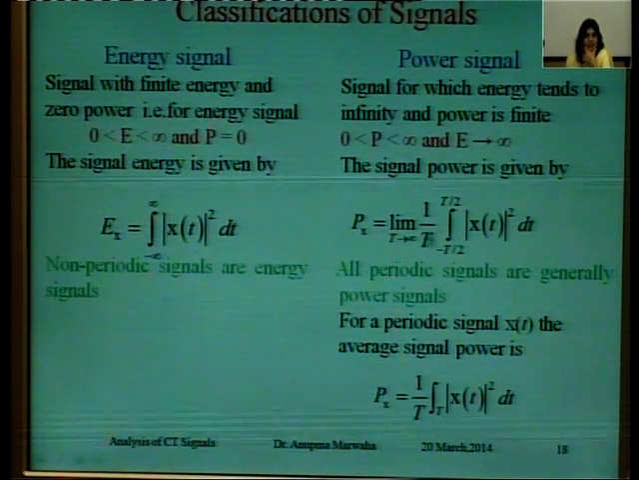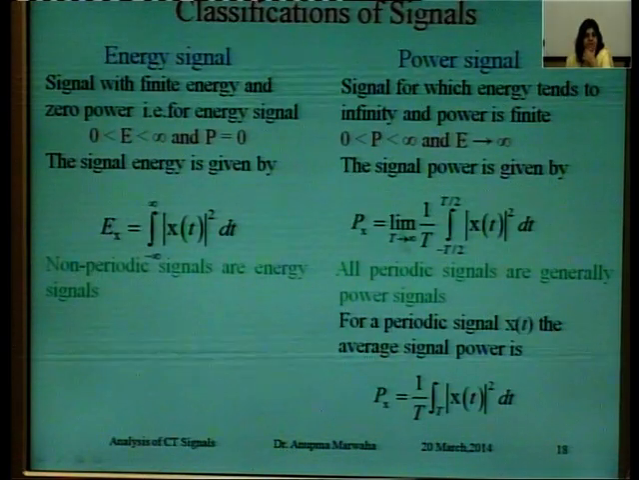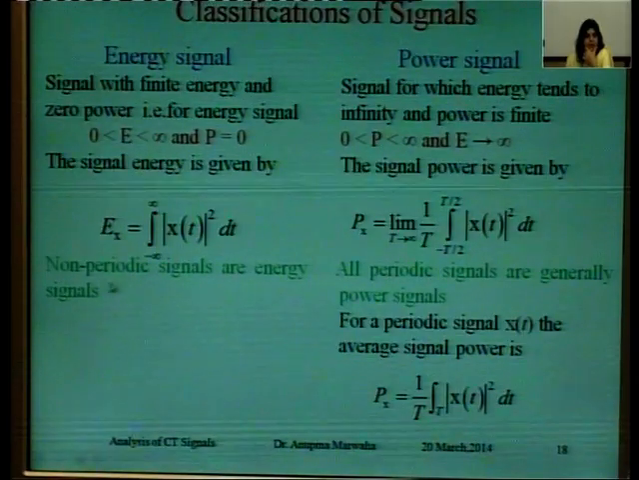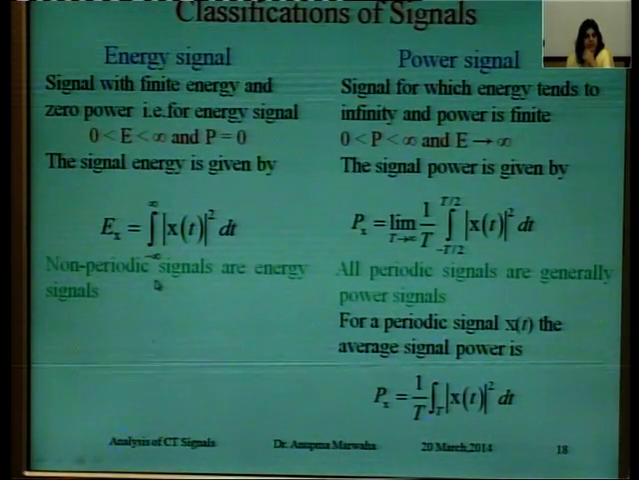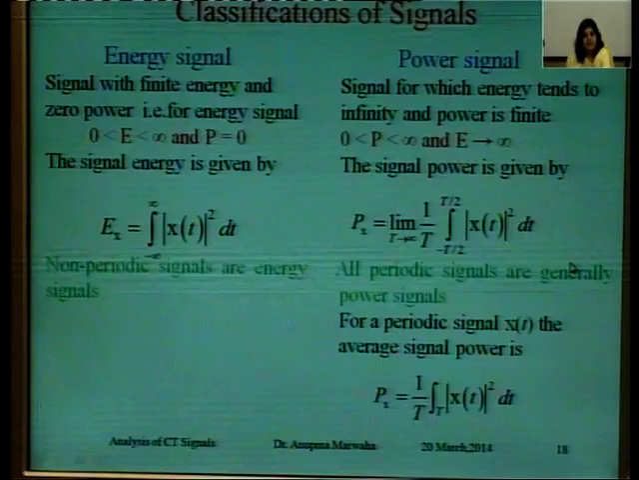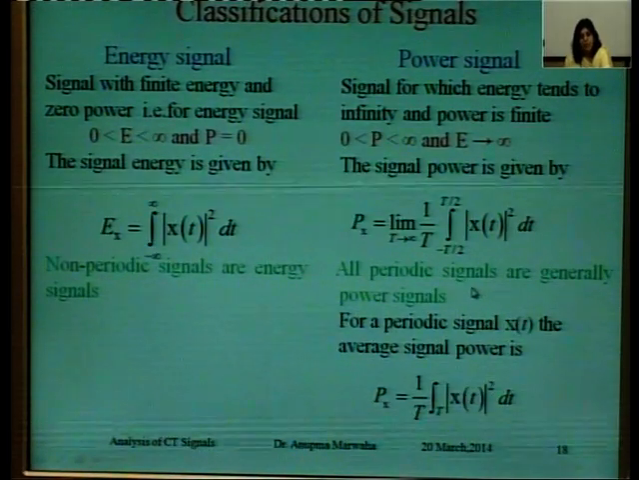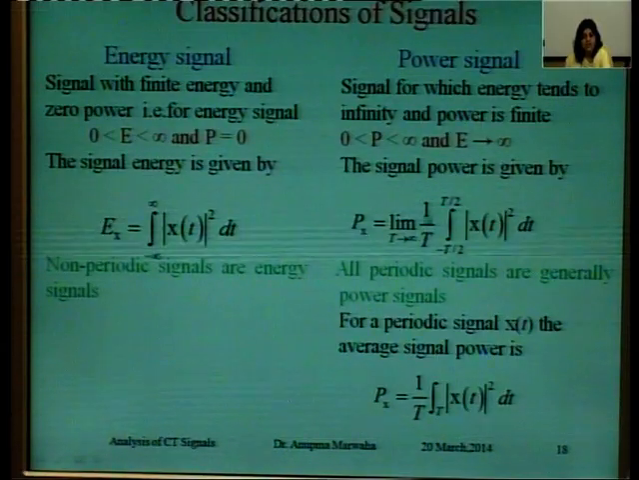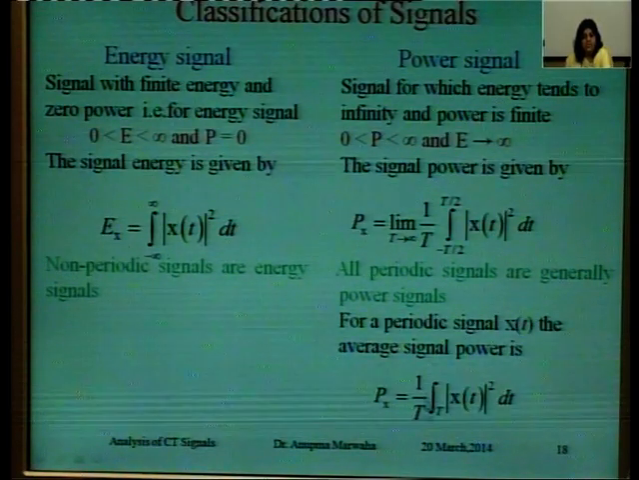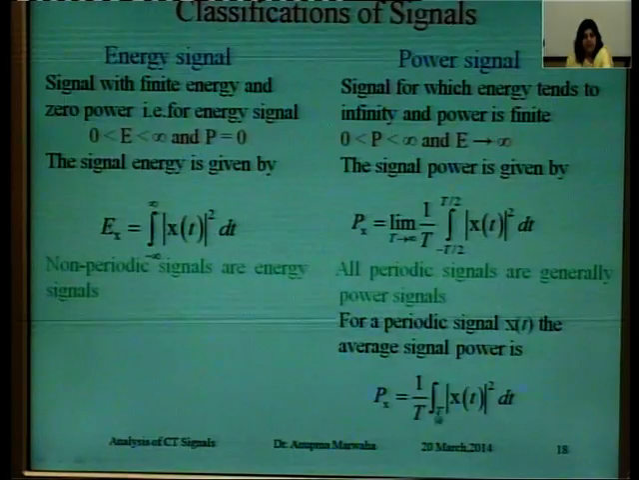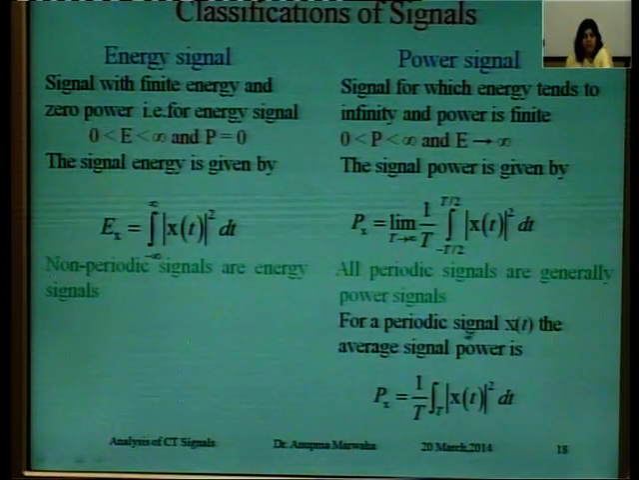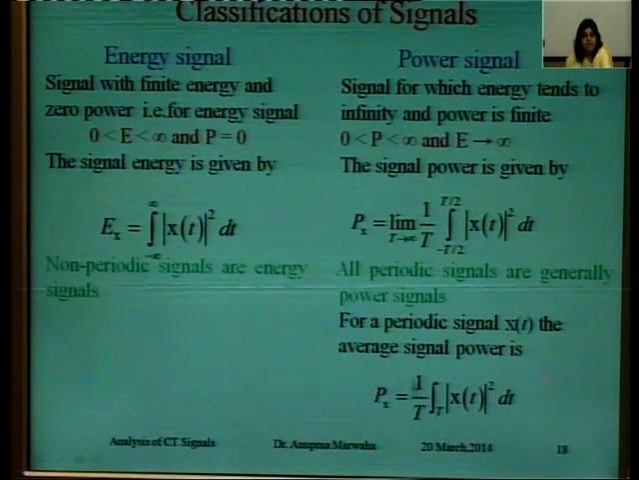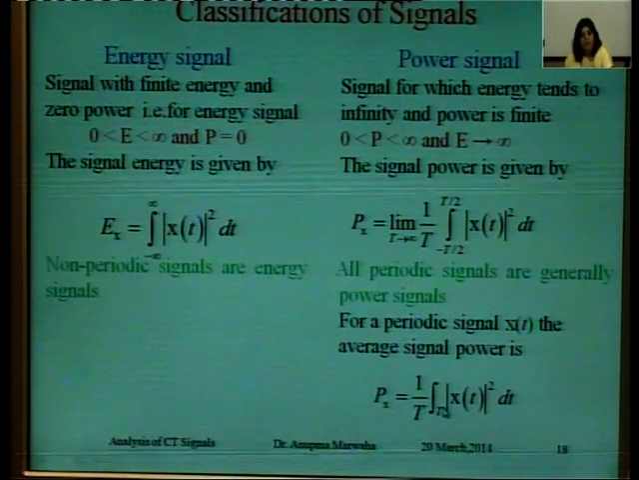Now, depending upon whether the signals are periodic or non-periodic, the expression of power can be simplified. All the non-periodic signals are generally energy signals, and all the periodic signals are generally power signals. If we have a periodic signal, this expression will be reduced to one in which we integrate over the time period T. So, for a periodic signal x(t), the signal power will be determined by solving this expression.